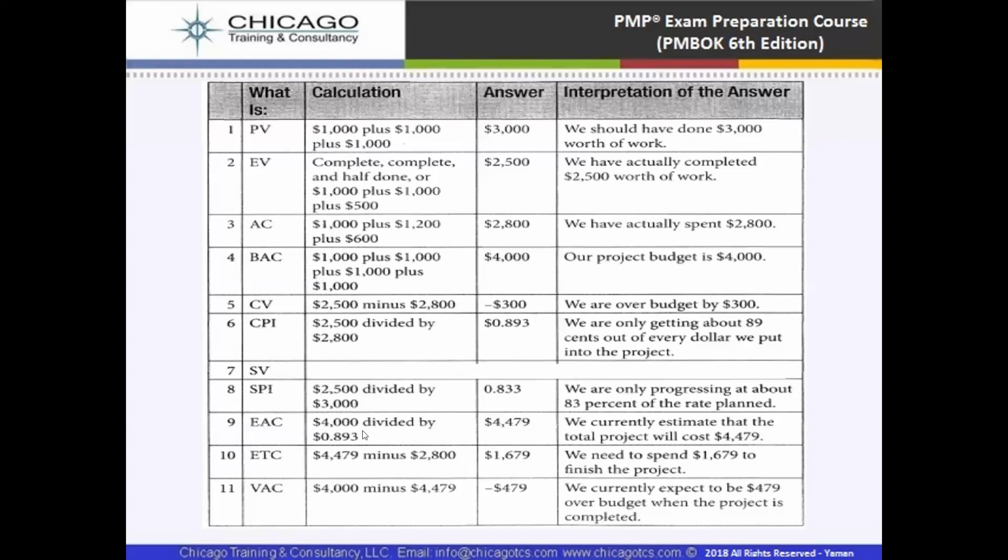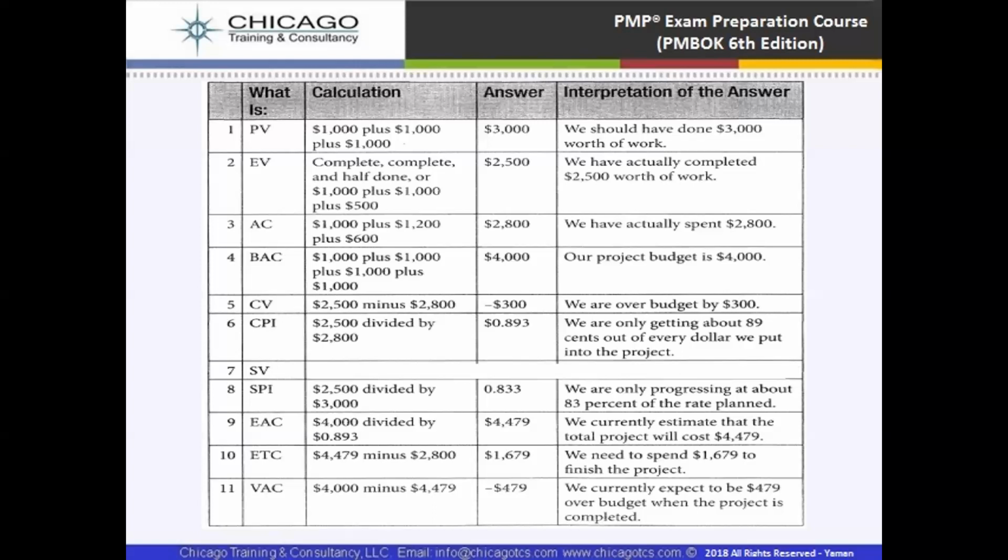Estimate at complete is budget at complete divided by CPI. It will estimate the project will cost around $4,479. And estimate to complete is estimate at complete minus actual cost. It means we need to spend $1,679 to finish the project.